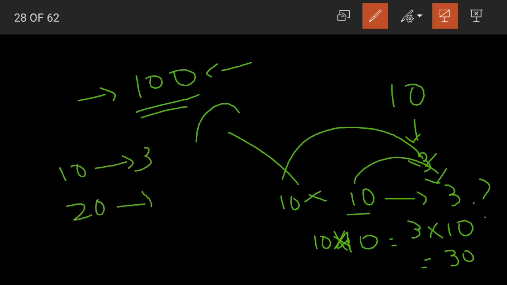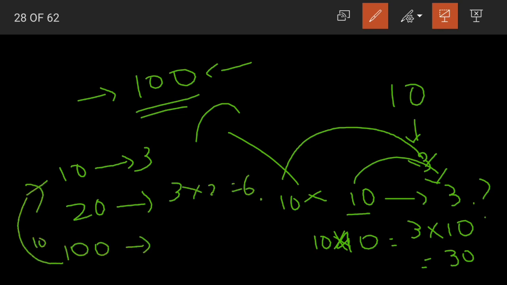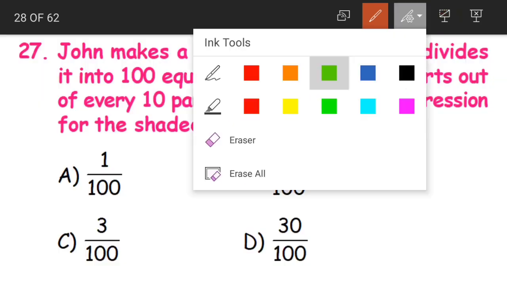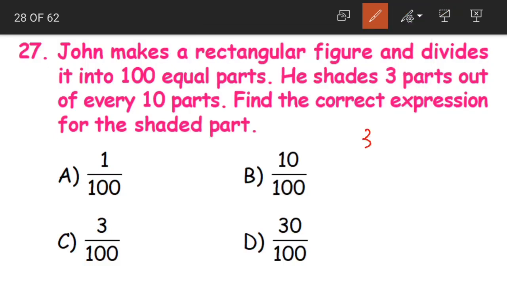So for 20 parts, how many parts will be shaded? 3 into 2 is equal to 6. In the same way, for 100 parts, how will we get 100? 10 into 10 is equal to 100. So 3 is also to be multiplied by 10. So for 100 parts, he has shaded 30 parts. How many parts, children? He has shaded 30 parts. Now find the correct expression for the shaded part.